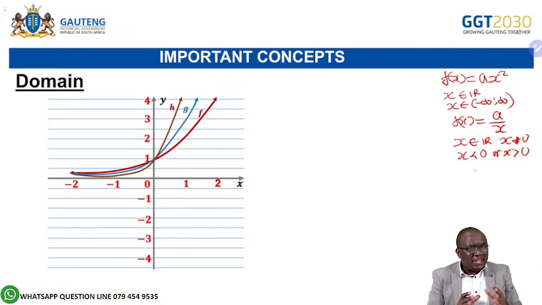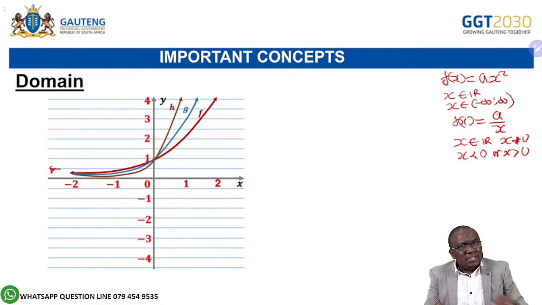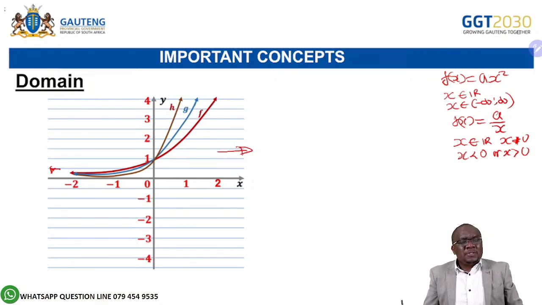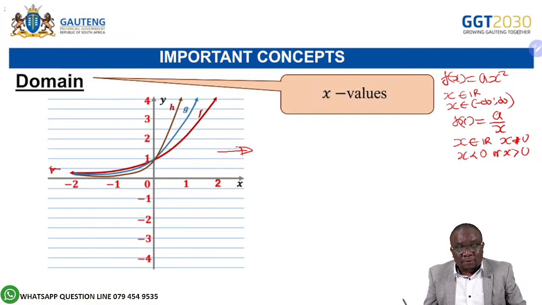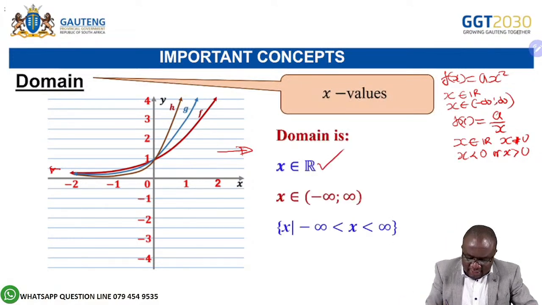So what about the domain for an exponential function? Which x values can we put here? You see the arrow of this graph is going this way. It's not going to end anyway. It's going to the left. And then this side also is going this way. So what will be the domain? Again, the domain for this function is x an element of what? Of real numbers, or x is from negative infinity to infinity.